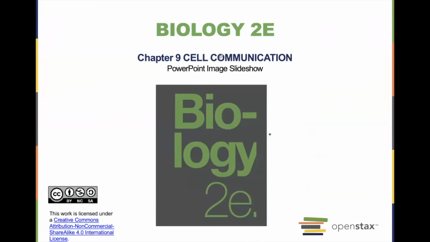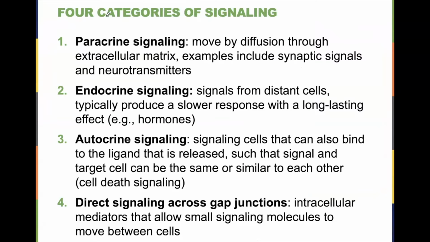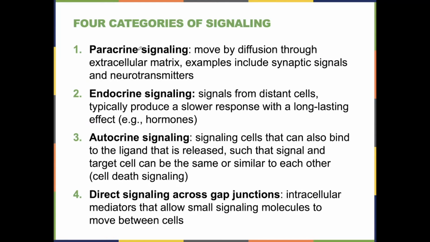The topic for Chapter 9 is cell communication, or how cells send messages to each other. It's also sometimes known as cell signaling. Now, there are four main categories of signaling that depend on where the cell sending the message, as well as the cell receiving the message, are in relationship to each other.